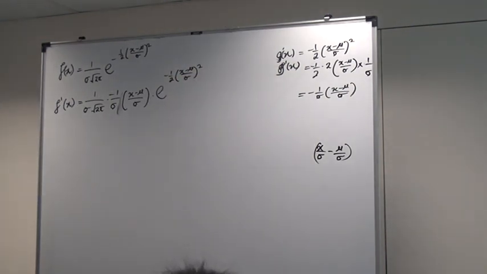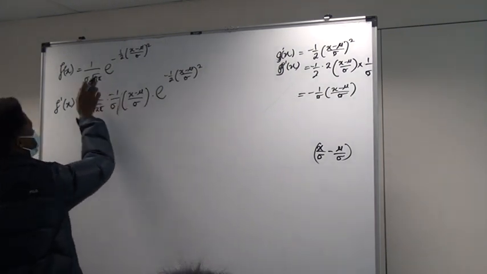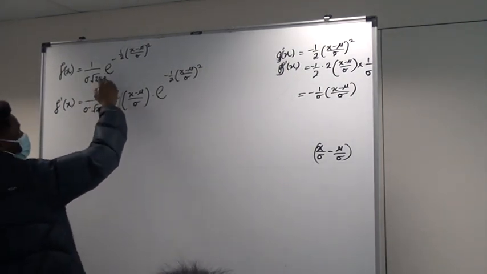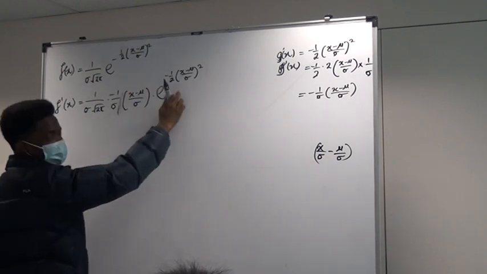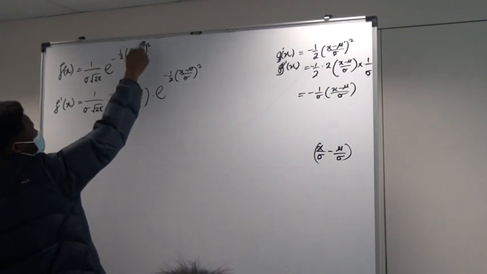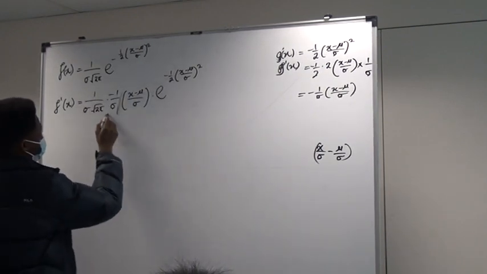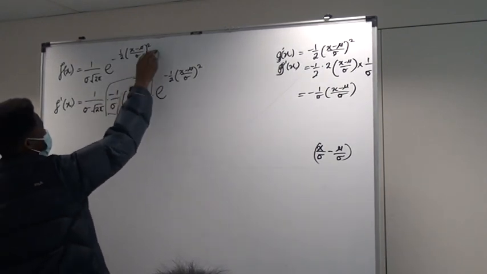That'll be the first derivative. The derivative will be this constant. Then we differentiate this function of x. To differentiate this function of x, you copy and paste, then you multiply by the derivative of the power. The derivative of the power is this, the derivative of this one.